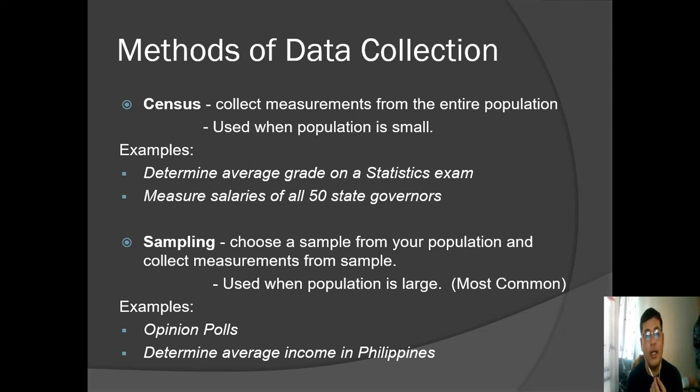Example, determining the average grade on statistics exam, measure salaries of all the 50 state governors, and of course, we also define sampling. Choose a sample from your population and collect measurement from the sample. So we use sampling when the population is very large. Okay, so that's why we get the sample. Example of this is opinion polls, determining the average income in the Philippines.